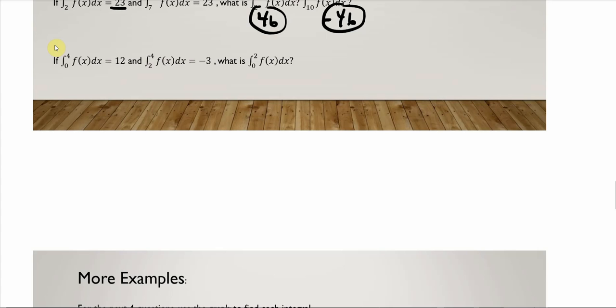If I tell you that the integral from 0 to 4 is going to give me an integral of 12, so it's positive 12, I included up here 12. And then they tell me that the integral from 2 to 4 is negative 3. So I'm going to include this down here, negative 3.